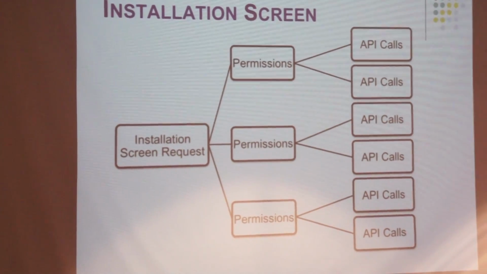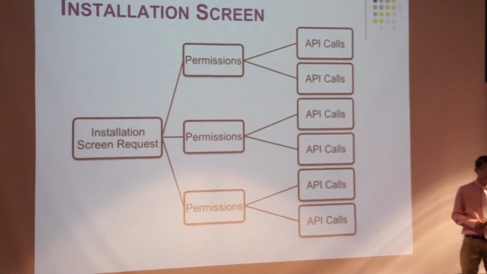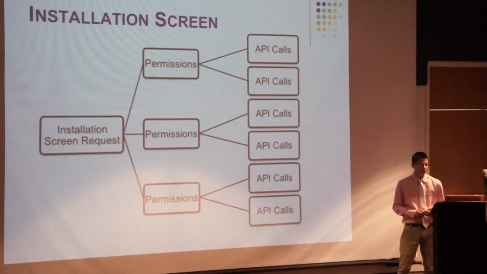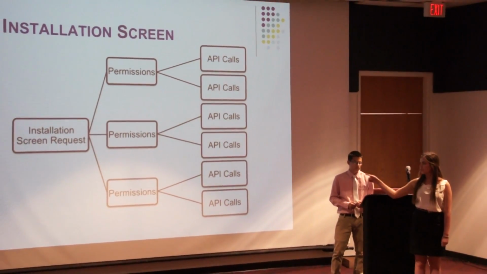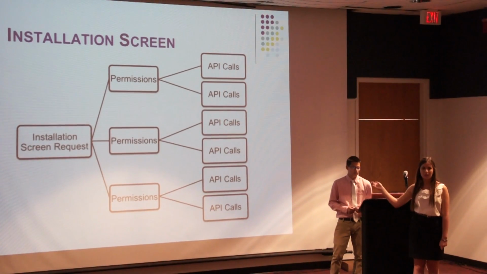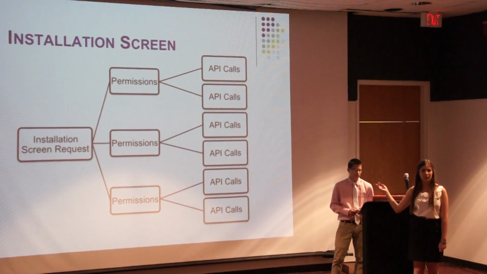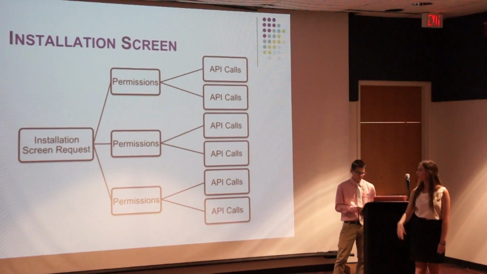This is how the installation screen works. The part to the far right is the part you see when you click OK on the installation screen. The next part are the permissions that the installation screen request corresponds to, and then the API calls, or application programming interface calls, that each permission then corresponds to.